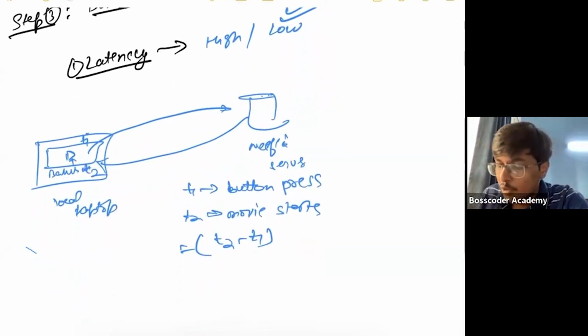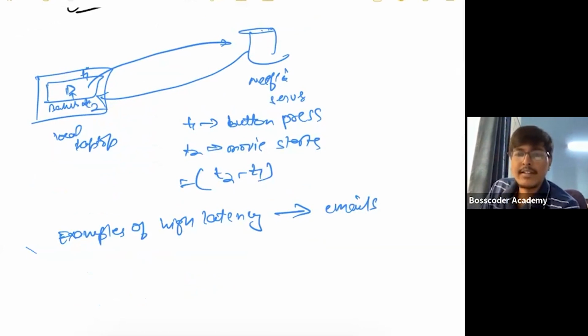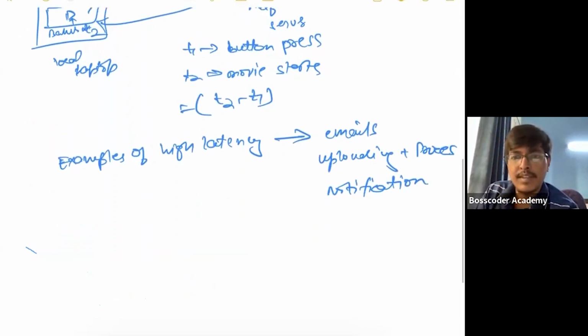Give me some examples where high latency is fine. Live stream, no. In a live stream you want low latency, you want it very fast. Emails are one example where high latency is fine. IPL match, you want low latency. Uploading plus processing is something where high latency is fine. Notification is also one area where it is fine to have high latency.